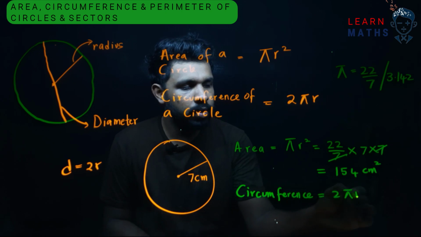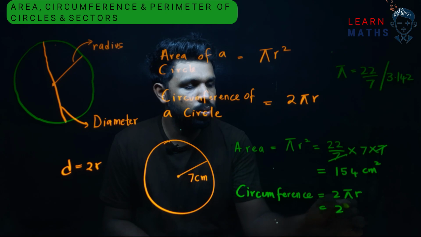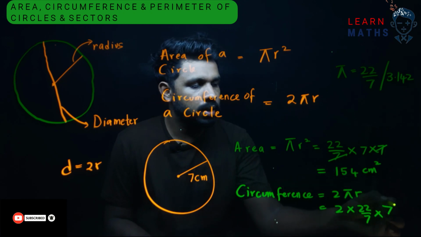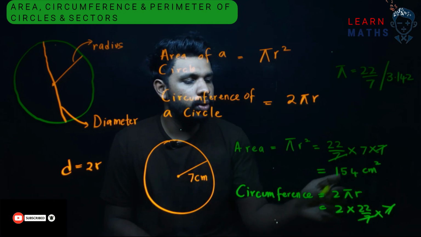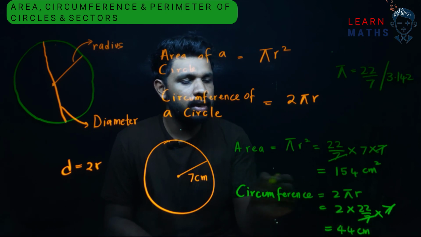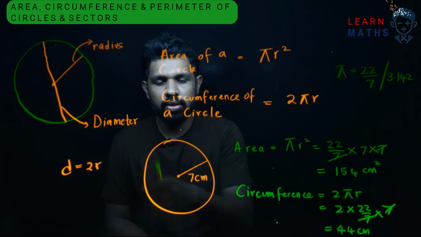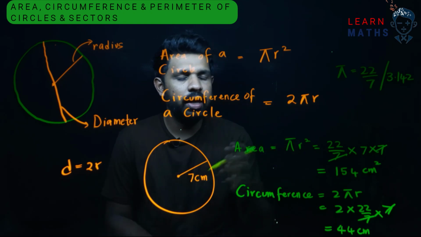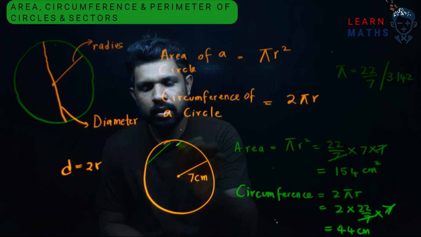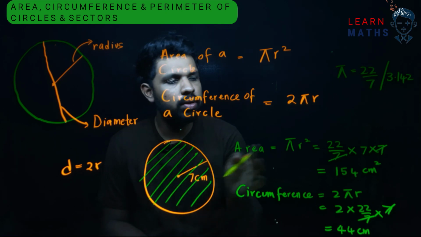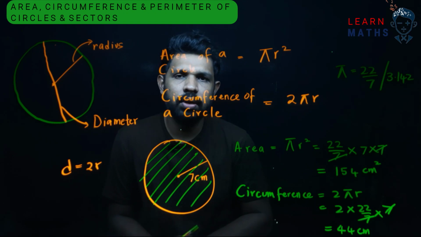And the circumference of the circle will be 2 pi r. So when we substitute 2 and then pi, that is 22/7, and r, that is 7, the 7 and 7 get cancelled, so 2 into 22 is 44 centimeters. Circumference is actually the length of the circle, so for length the unit will be centimeter. And the area represents the space here, so that is equal to 154 centimeter squared.